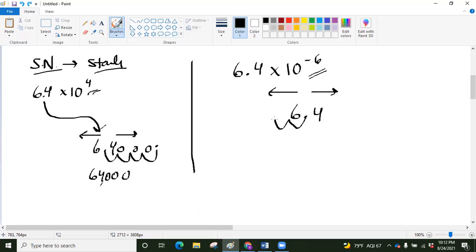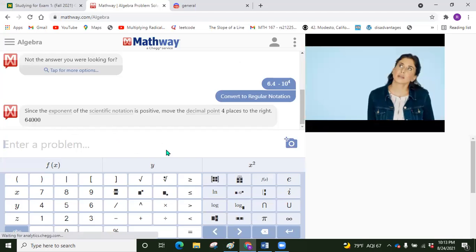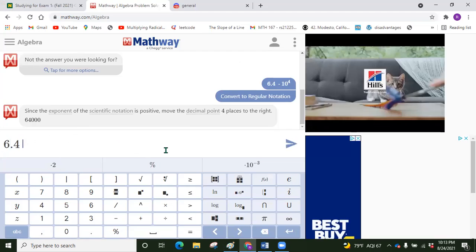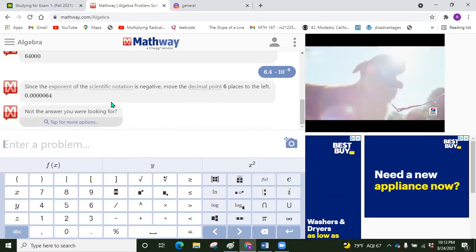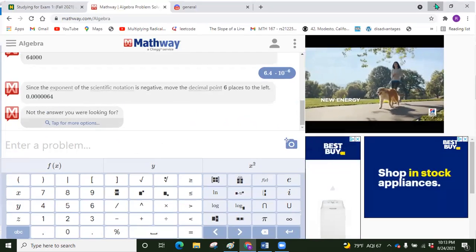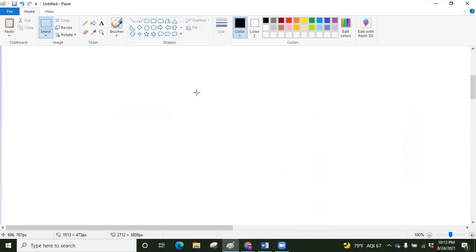So we go 1, 2, 3, 4, 5, 6. 1, 2, 3, 4, 5. So 0.1, 2, 3, 4, 5, and then 6, 4. That is essentially our number. And of course, we could check this. So we'll go back to our trusty math way, and we will say 6.4 times 10 raised to the -6th power. And you'll see that's exactly what we get back. So that's standard and scientific notation, and of course, converting.